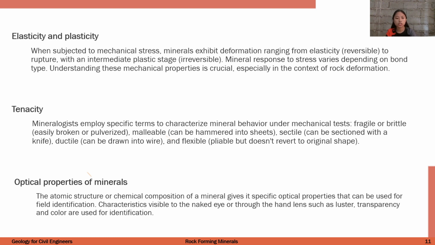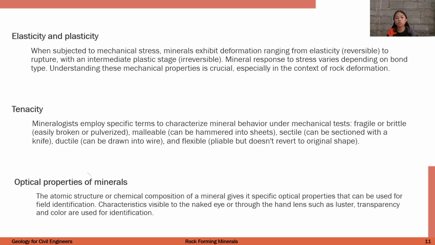Optical properties of minerals. The atomic structure or chemical composition of a mineral gives it specific optical properties that can be used for field identification. Characteristics visible to the naked eye or through the hand lens, such as luster, transparency, and color, are used for identification. So, ang geologists gumagamit ng optical properties to identify minerals.